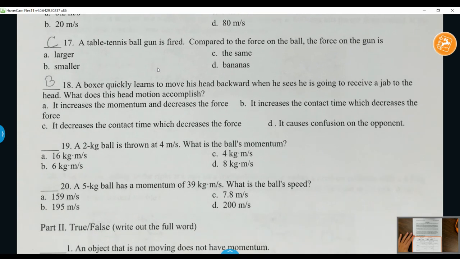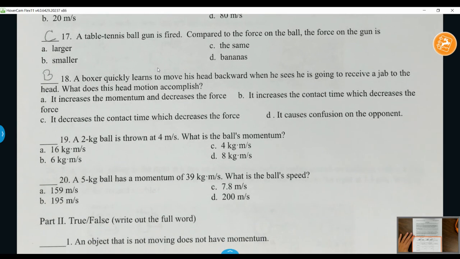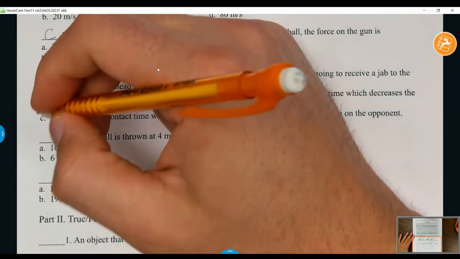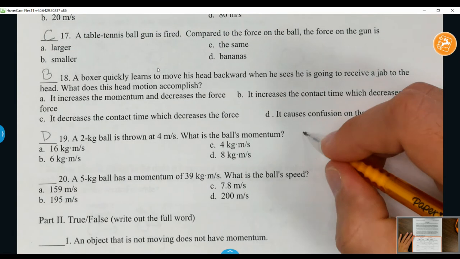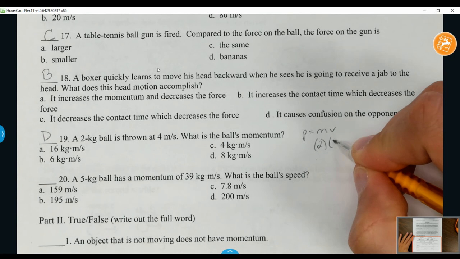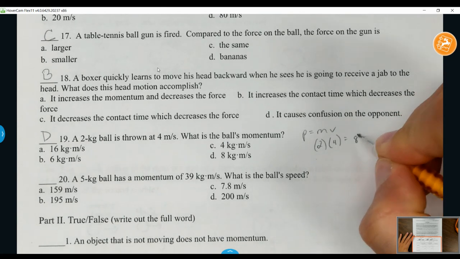Okay, a 2 kilogram ball is thrown upwards at 4 meters per second. What is the ball's momentum? Using the triangle again, mass times velocity, you're given both of those, so you multiply them together and you're going to get 8. Right, because P is equal to M times V. Mass was 2, velocity was 4.